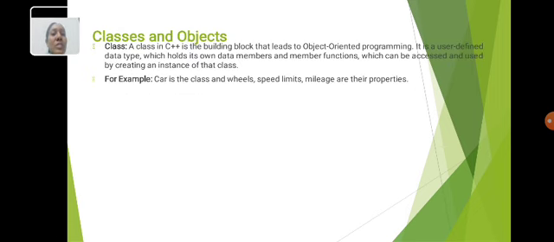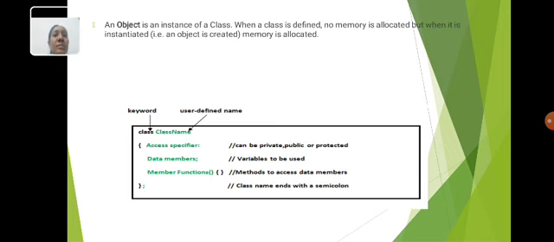Classes and objects. First, class. A class in C++ is the building block that leads to object-oriented programming. It is a user defined data type which holds its own data members and member functions, which can be accessed and used by creating an instance of the class. For example, car is the class, and wheels, speed limits, mileage are its properties. An object is an instance of a class. When a class is defined, no memory is allocated, but when it is instantiated, for example when an object is created, memory is allocated.